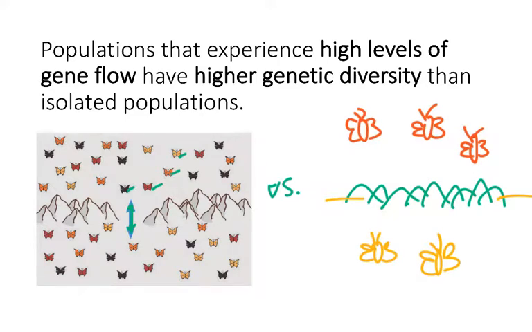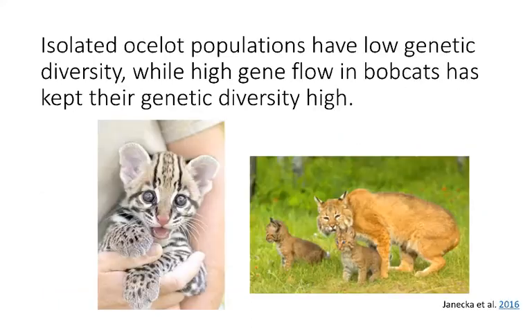So gene flow is one way that can prevent this strong effect of drift from happening and can lead us to higher genetic diversity. Remember, higher genetic diversity means populations are going to be more likely to be able to survive long-term and adapt to any potential changes in their environment. So that's one of the reasons why it's really important for us to know if high gene flow is occurring. And an example of this is in two types of cats that are found on the Texas-Mexico border.